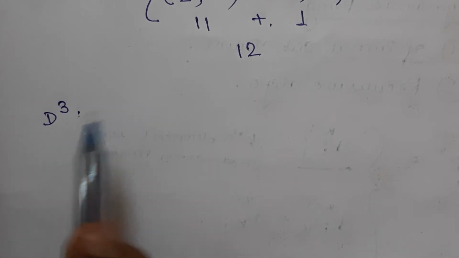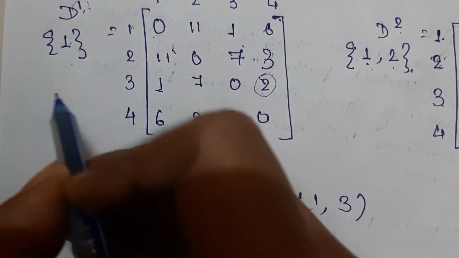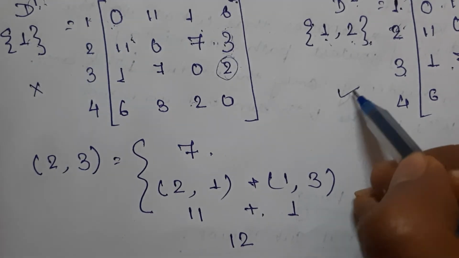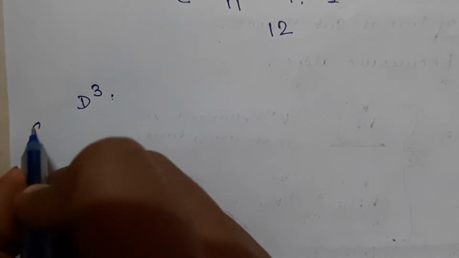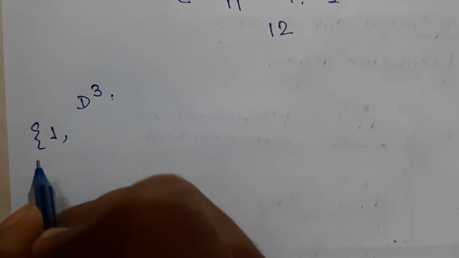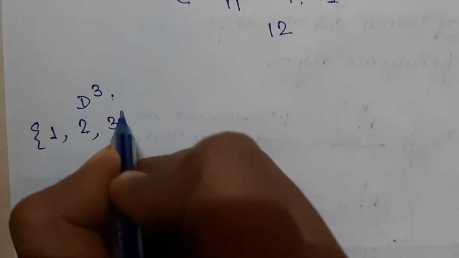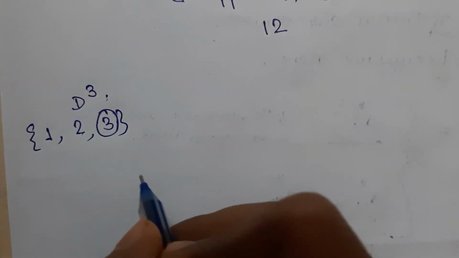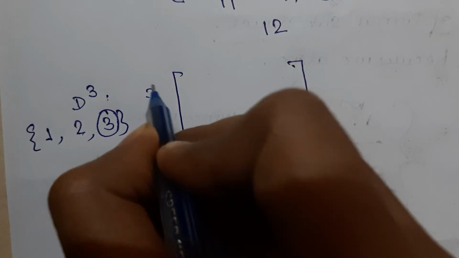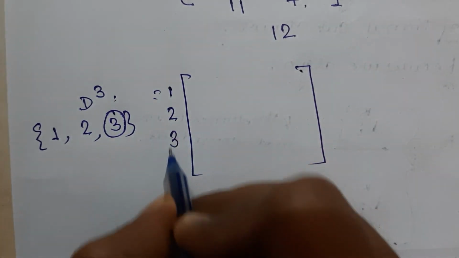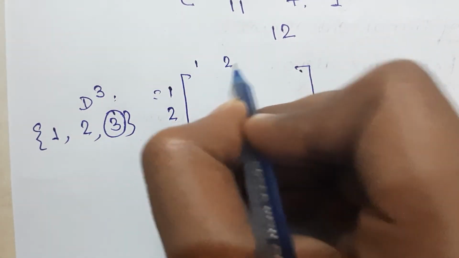While taking D3 into consideration, I will not take this matrix again. I will take this matrix. Now I will take the reference of this matrix. So D3, what are the vertices? I have included the first one, second one, and third one. Here the kth vertex is 3. Now 1, 2, 3, and 4.